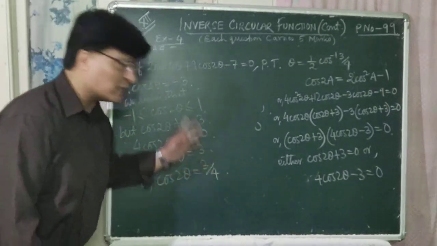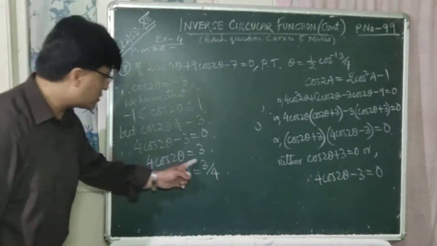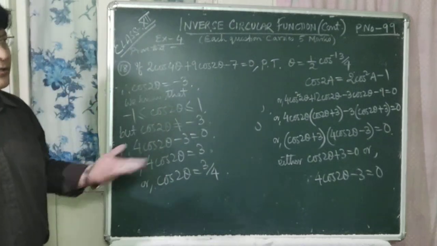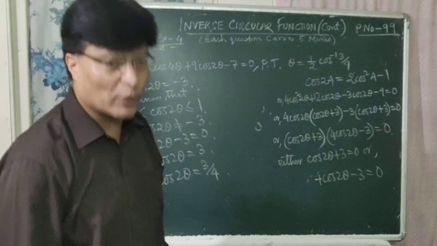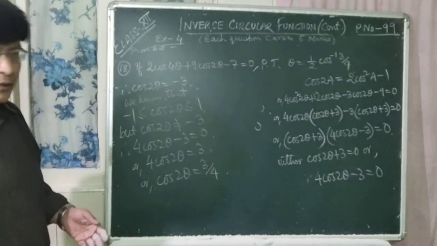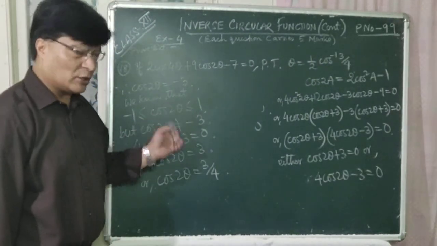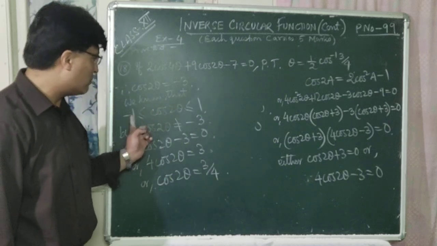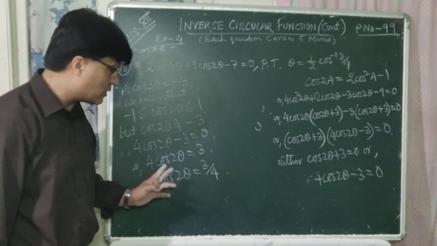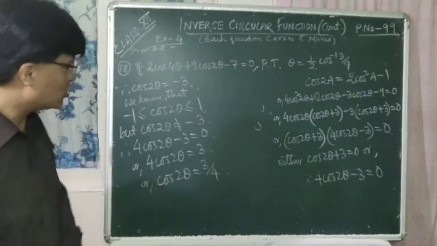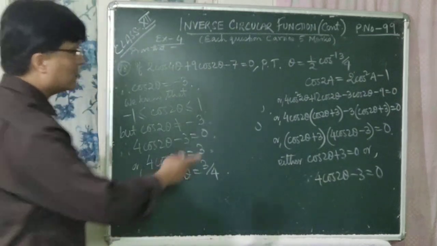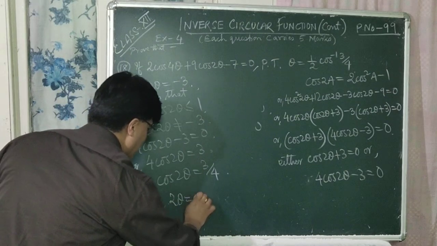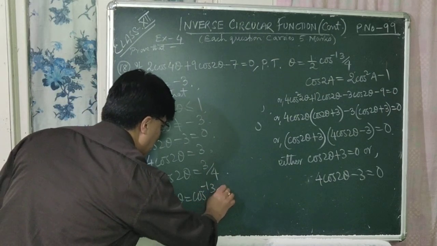But 3 by 4 is a valid value, isn't it? This 3 by 4 is more than minus 1, but it is less than 1. 3 by 4 is just like 0.75, which is less than 1. That is, 3 by 4 lies within minus 1 and plus 1. So this is the valid value for cos 2 theta. So you can prove it now. What is 2 theta equal to? Cos inverse 3 by 4.